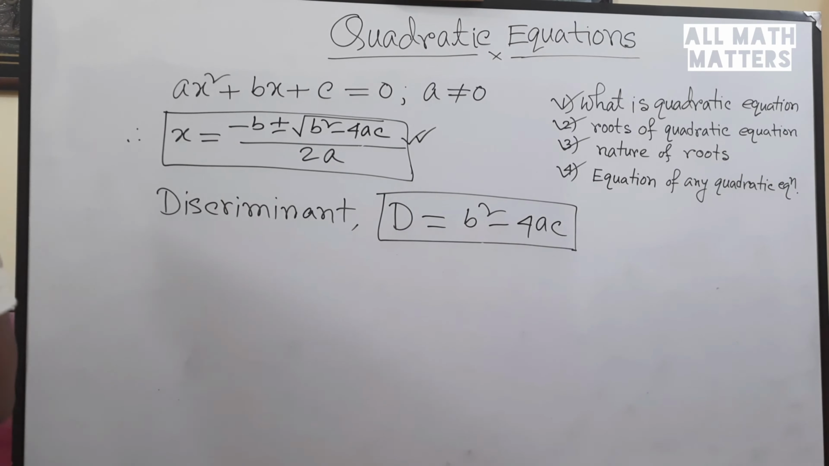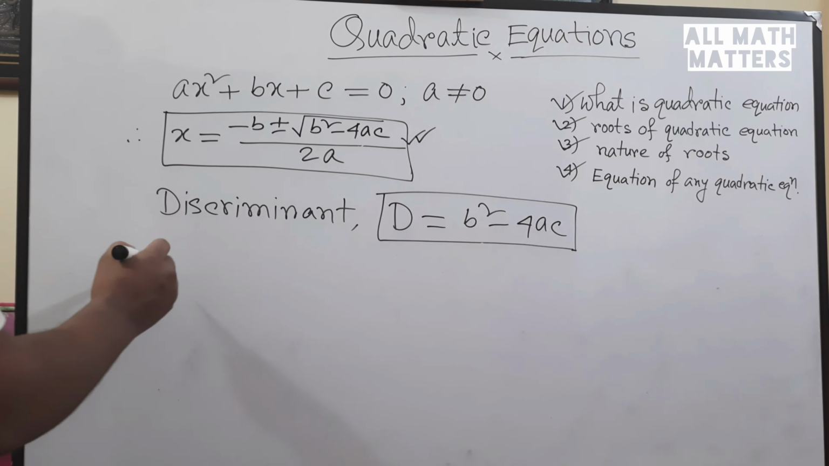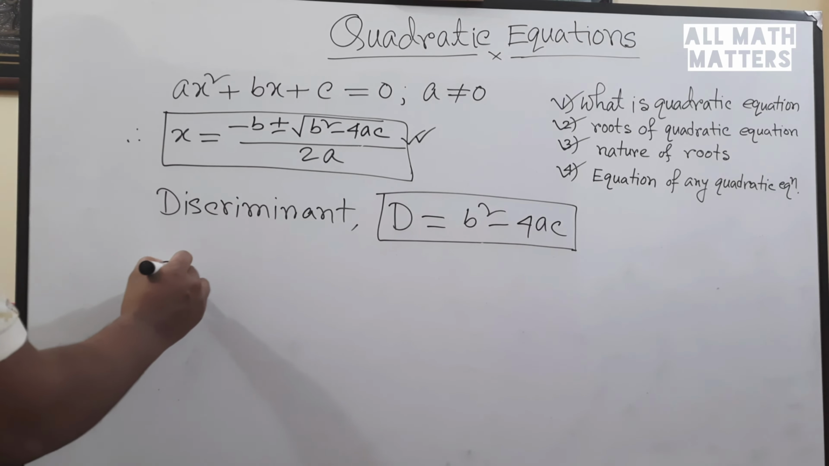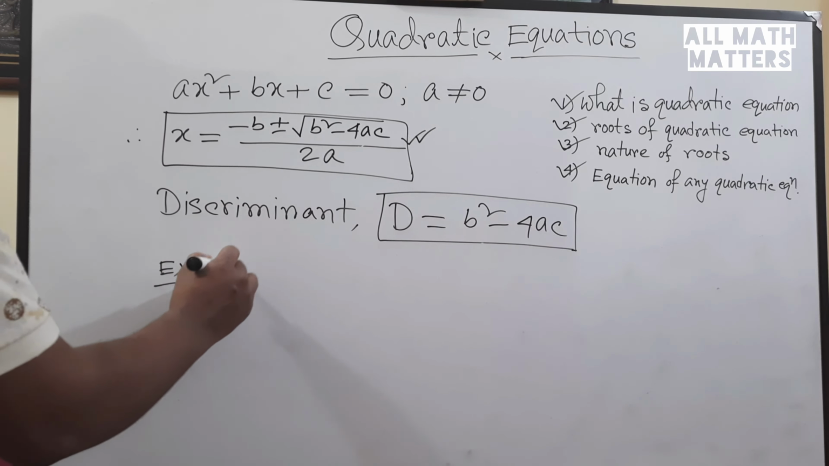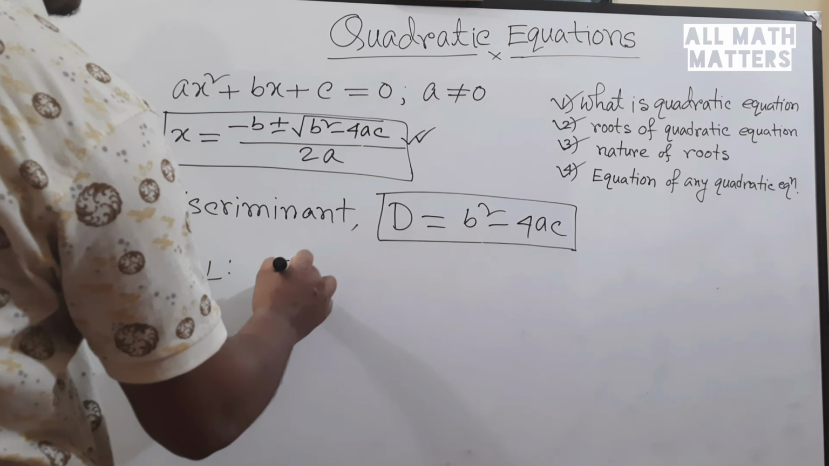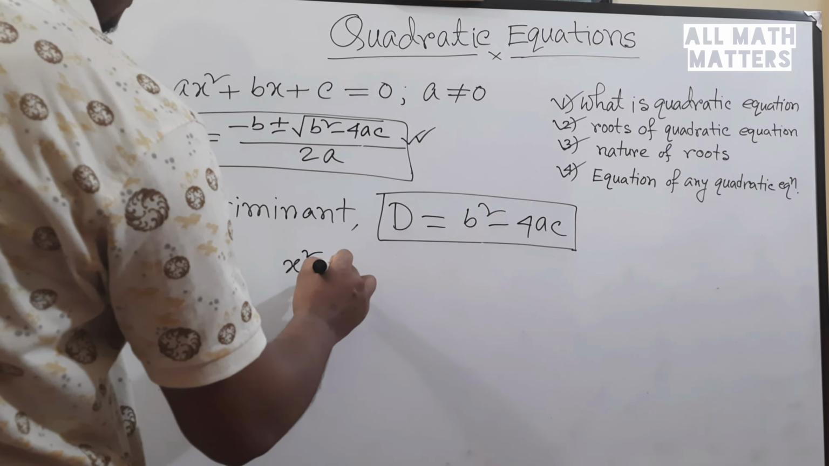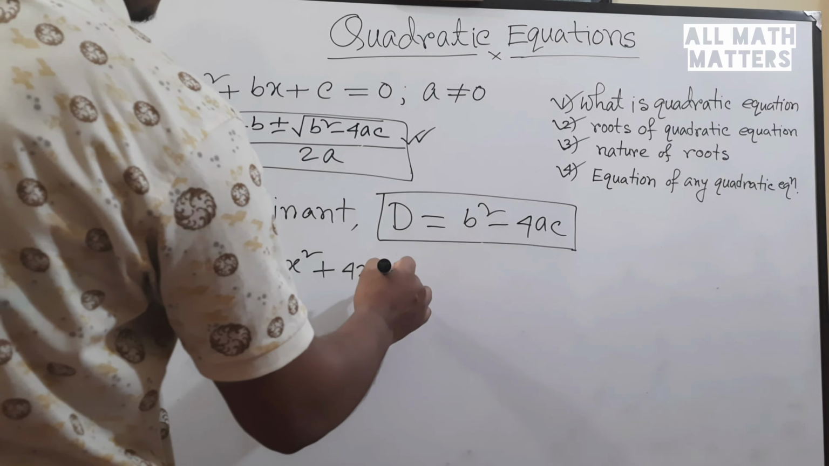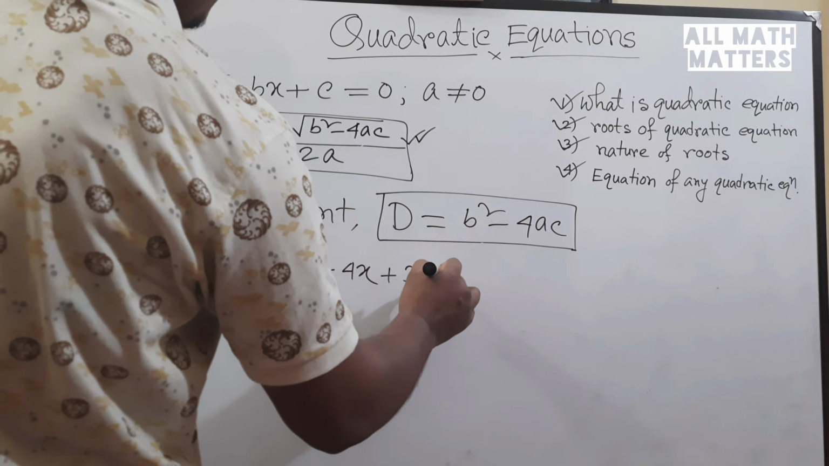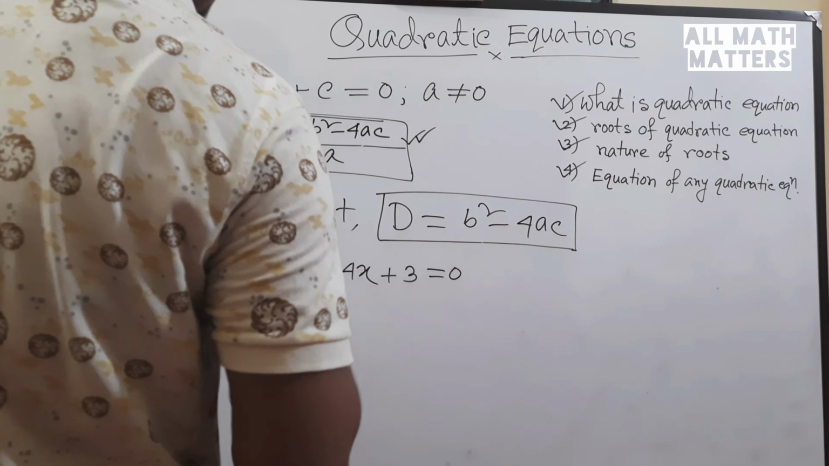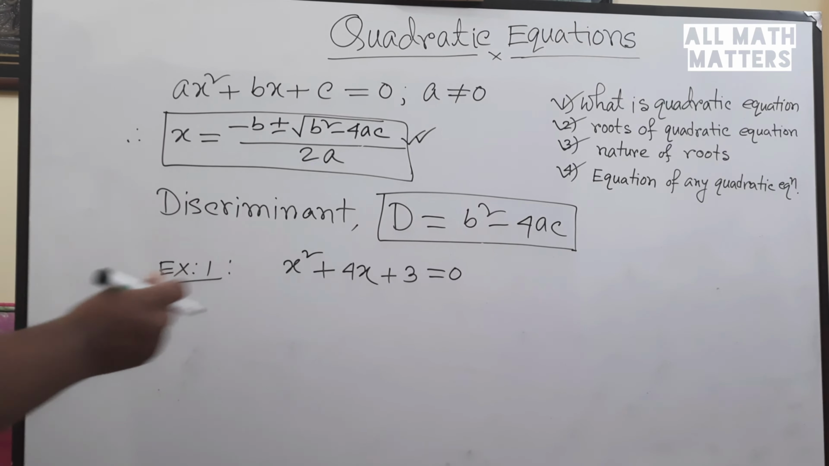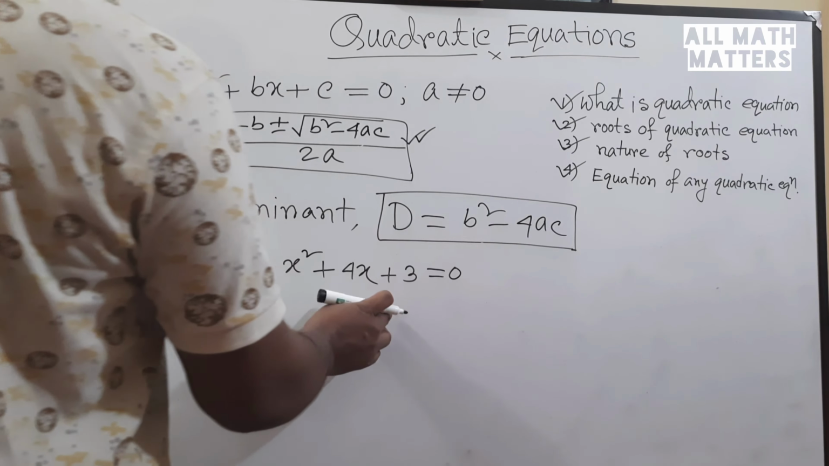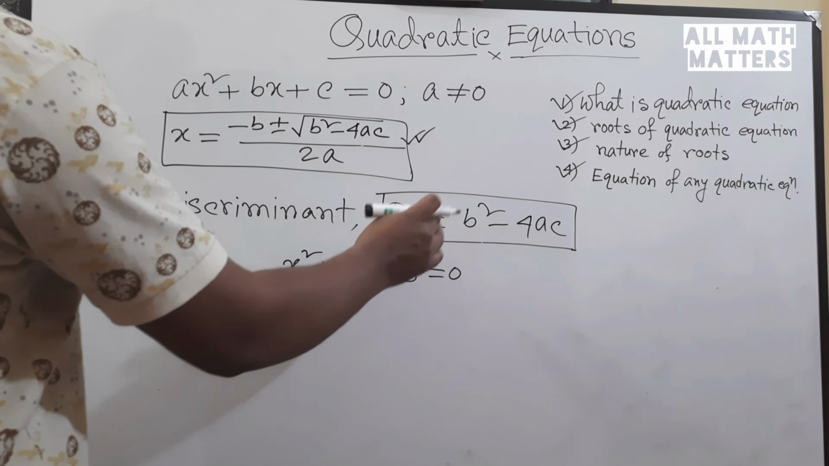So example 1. If we consider a quadratic equation x square plus 4x plus 3 equals 0, then now we need to find what will be the nature of these roots. So now we first find the discriminant.